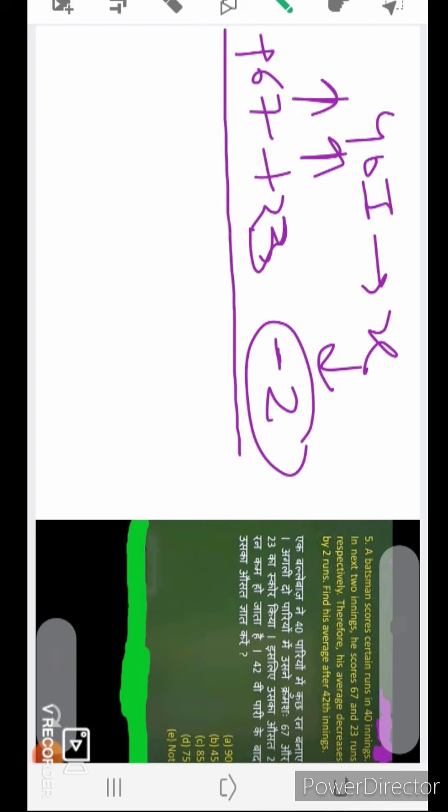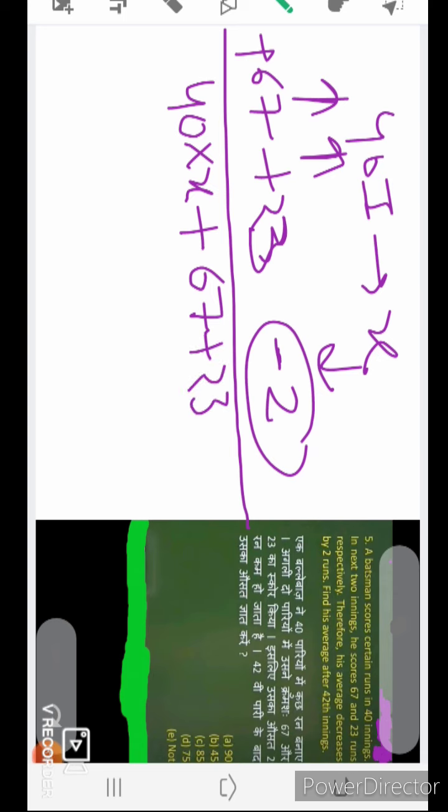Okay, so we are going to solve this question. As we know that CMM is applicable in every question, we are going to apply the cross multiplication technique, but in a very different way. Let's suppose in 40 innings the batsman is scoring x as an average, then what is the total? 40 into x. Now in the next 2 innings he is scoring 67 plus 23.